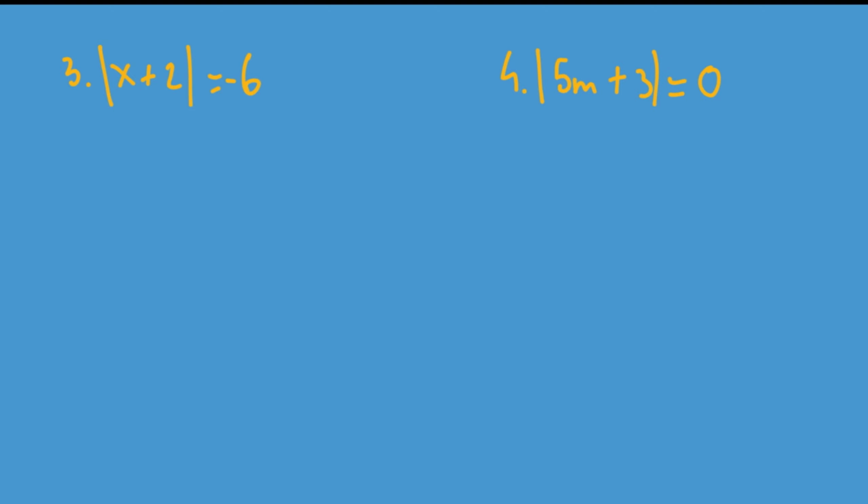Okay, next, the first one was a tricky problem. You know why? Because it's negative 6, so this will be no solution. You can never have a negative number as the equal when it's absolute value.